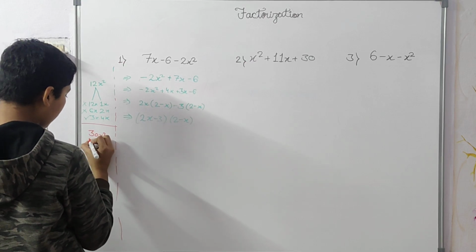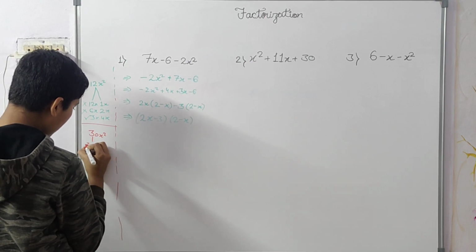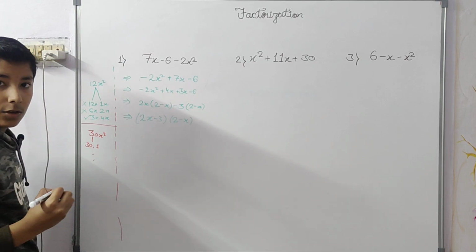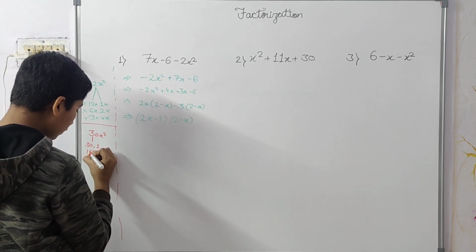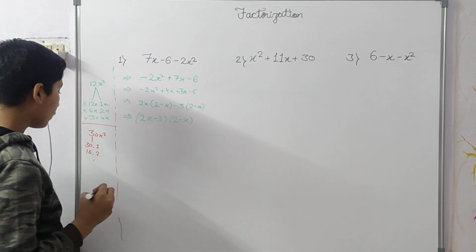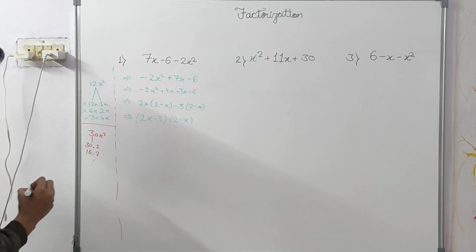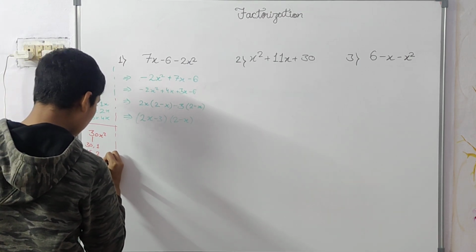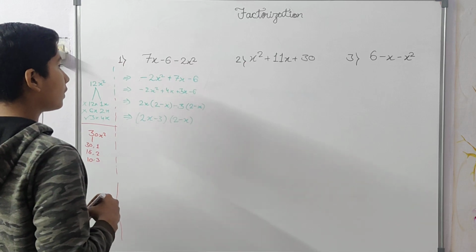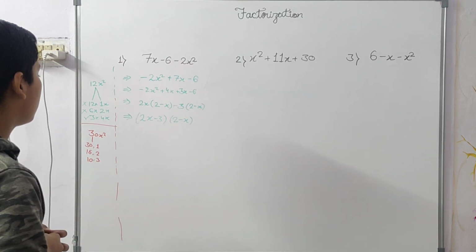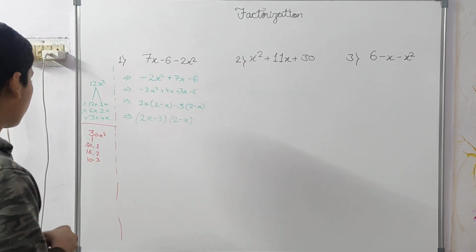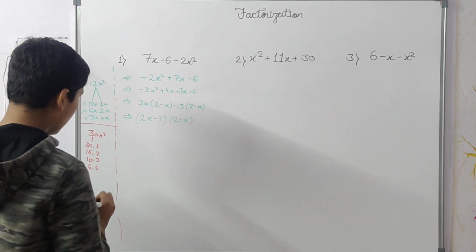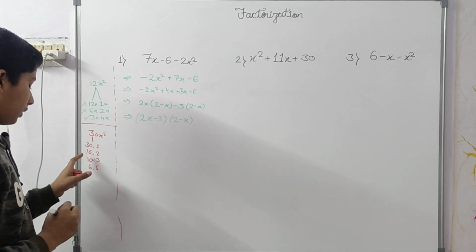What can be the factors? 30, 1, 15, 2, 15 to the 30, and what more? 3 into 10, 10, 3, and what more? 5, 6, 6, 5. Yes, so only this much factor.